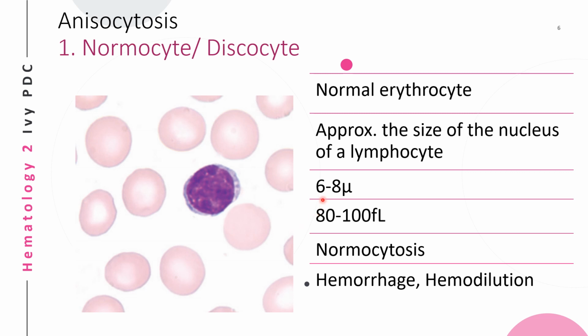The size of a normal red blood cell is 6 to 8 microns, or 80 to 100 femtoliters. An increased number of normocytes is called normocytosis, and normocytes may also be seen in hemorrhages or hemodilution.